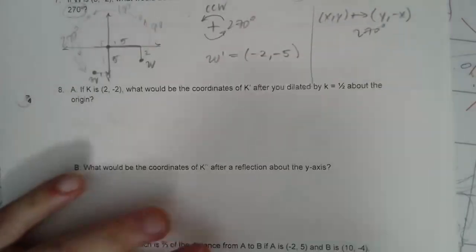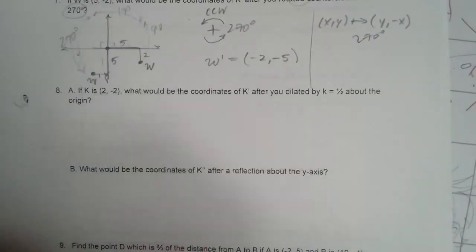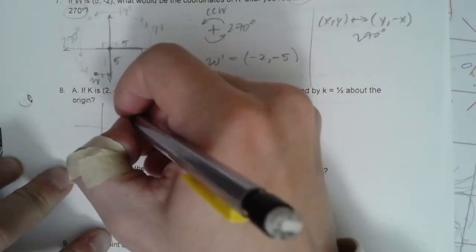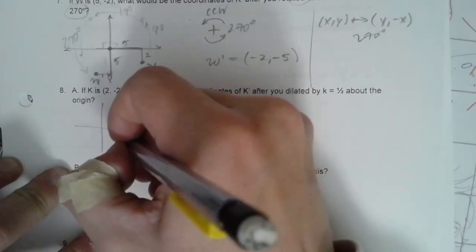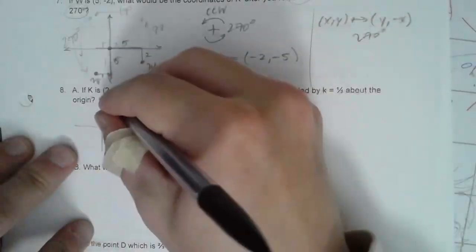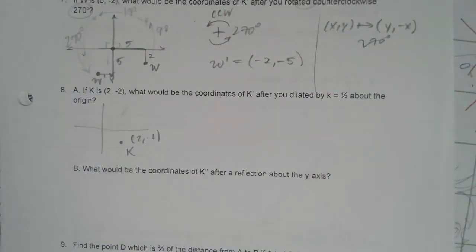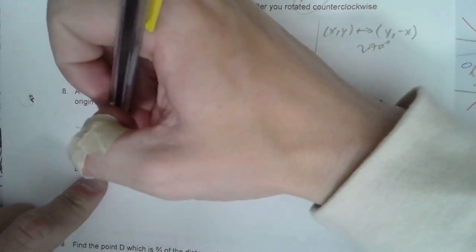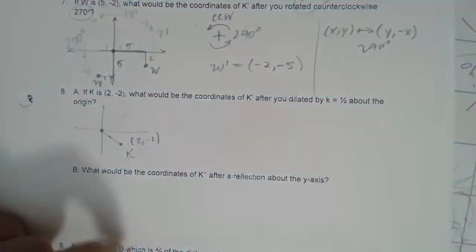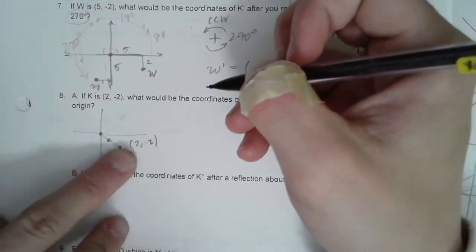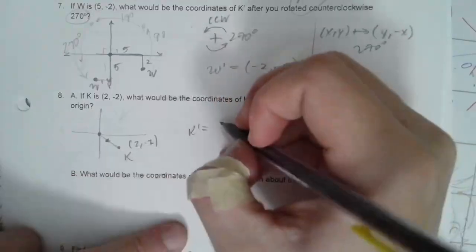All right. If k is at 2, negative 2, what would be the coordinates of k prime if you dilated by 1/2 about the origin? So, here's my picture. Over here, I have a point at 2, negative 2. Oh, that's down here. My fault. There's k. And I'm dilating towards the origin. So here's the origin. This point is going to travel towards the origin halfway back. So it's going to be here. Well, halfway back from 2, negative 2 is 1, negative 1.